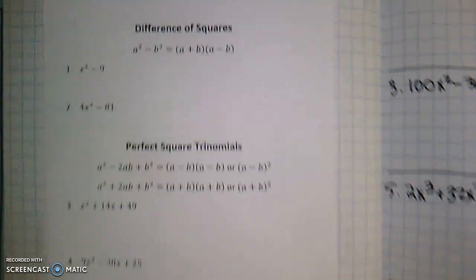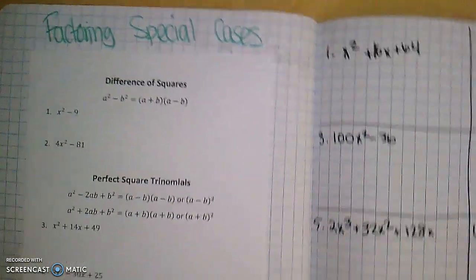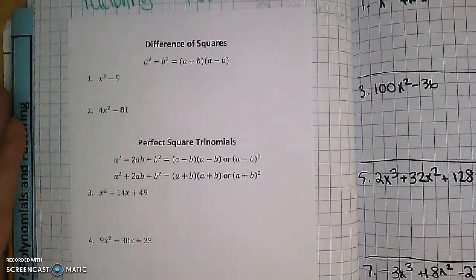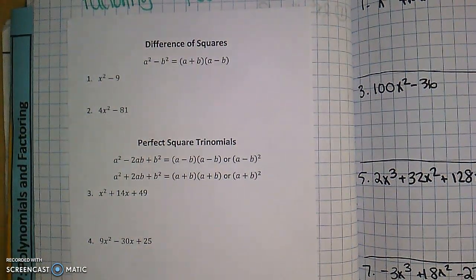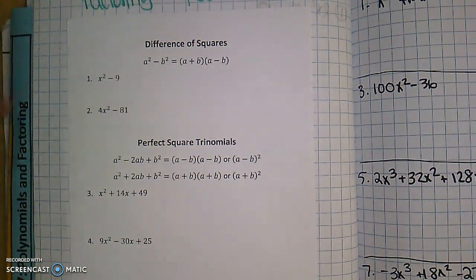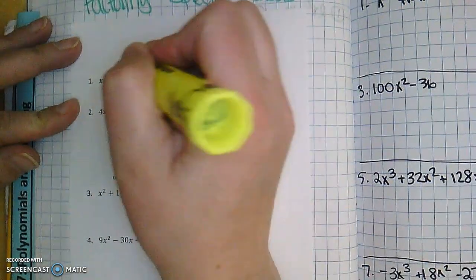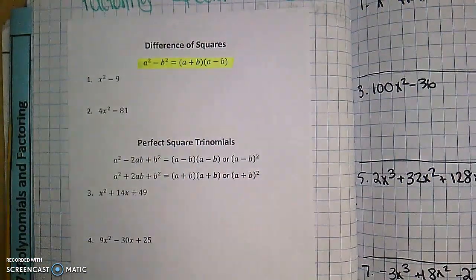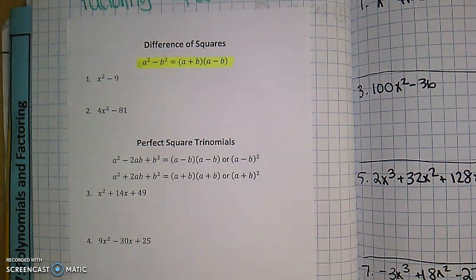I'm going to zoom in here so you can see nice and easily the first type of special case that we are going to factor. And this is with the difference of squares. Now you'll notice at the top of this section, there is kind of a rule here, and we are going to use that rule to factor.